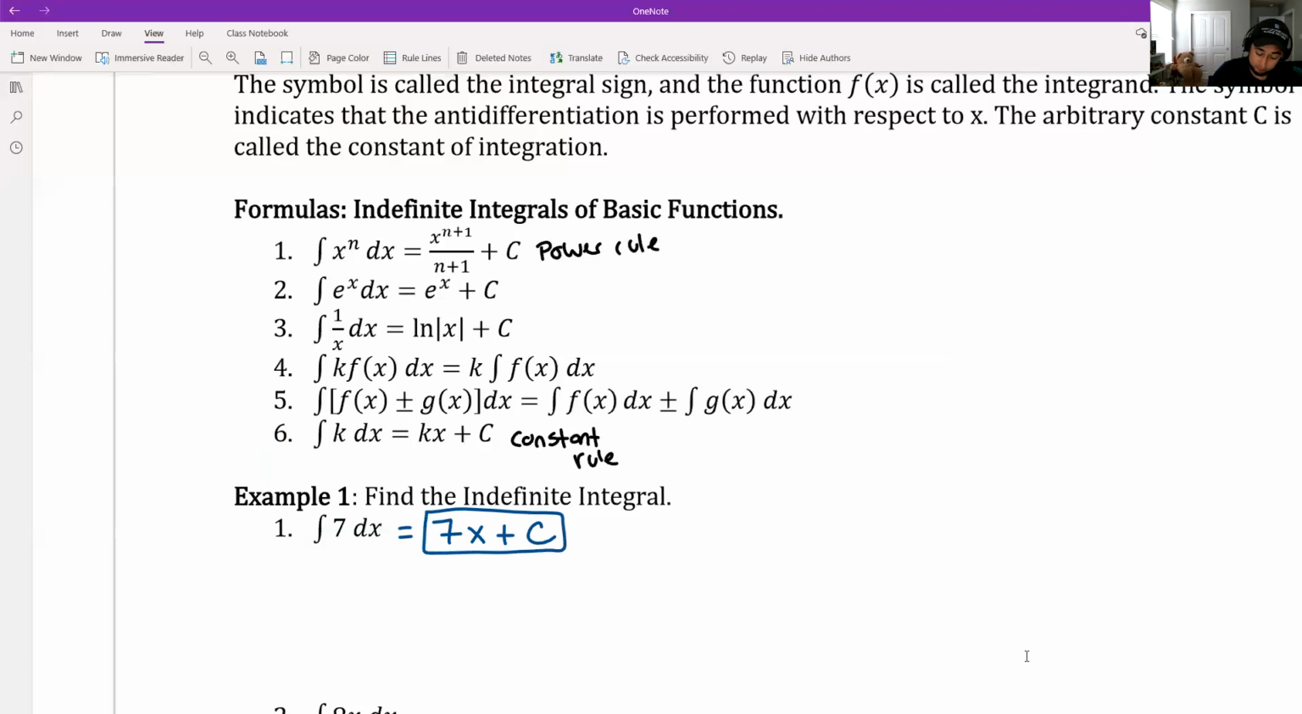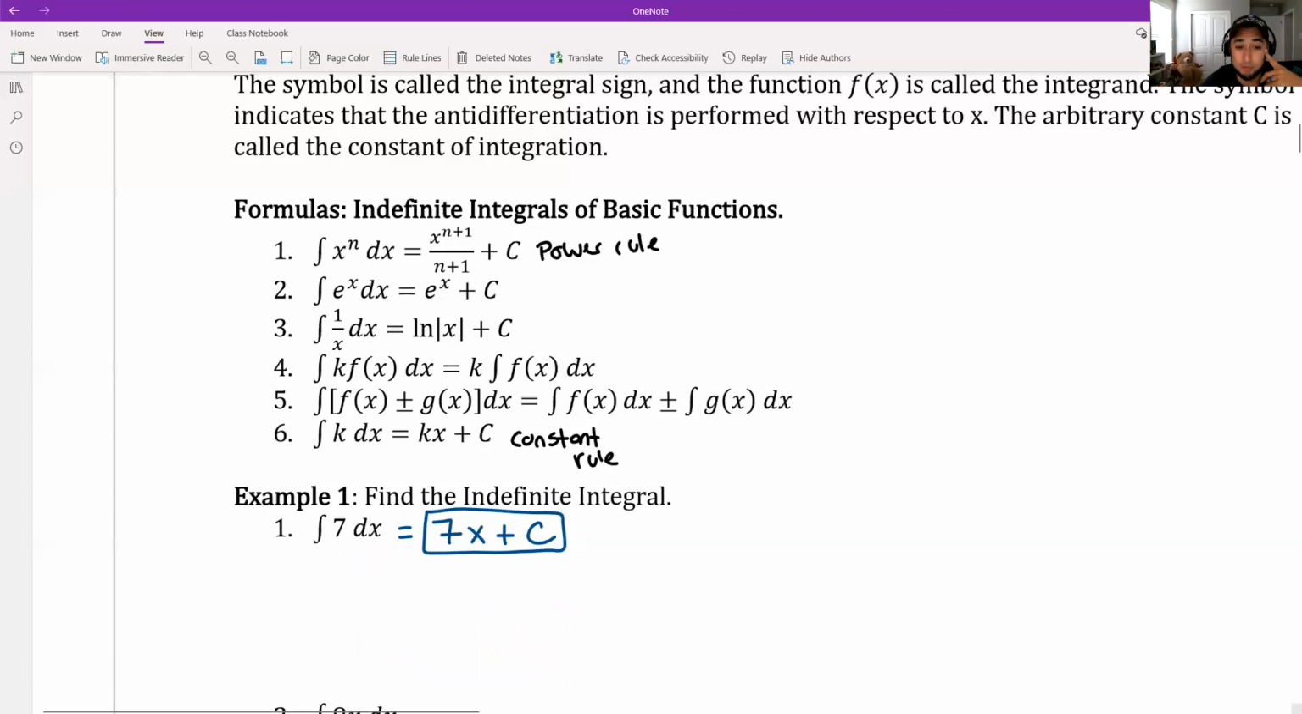How do you check your work? Take the derivative of this function. If I say, all right, this is now f of x equals 7x plus c, then f prime of x is just 7, which is there. Because c is the constant of integration, and what's the derivative of a constant? 0. And what's the derivative of 7x? 7. That's how we check our work. Take the derivative to check your work. Okay.